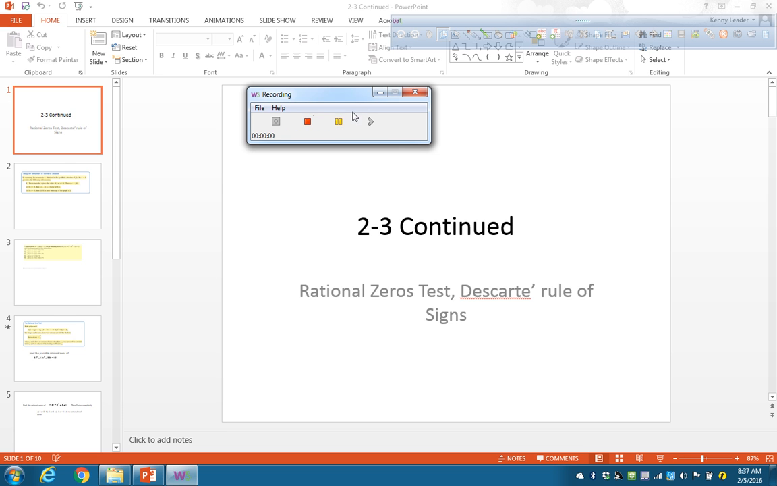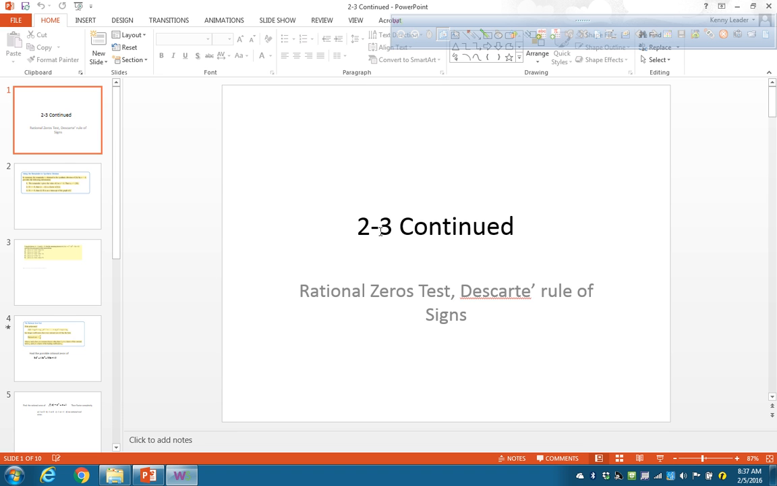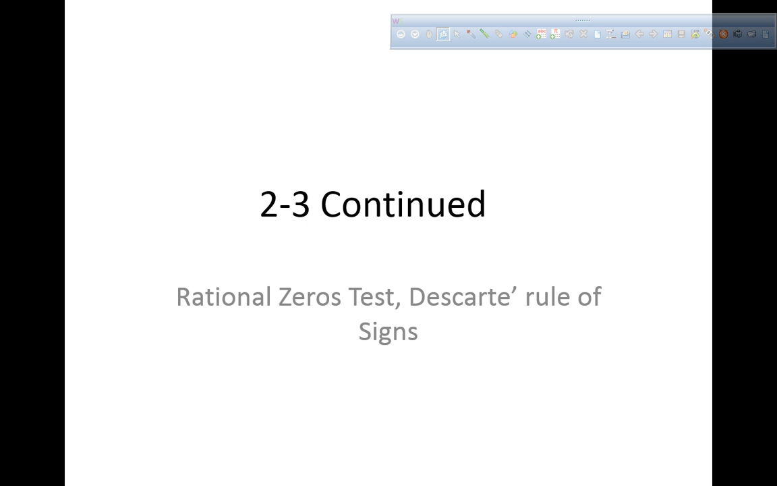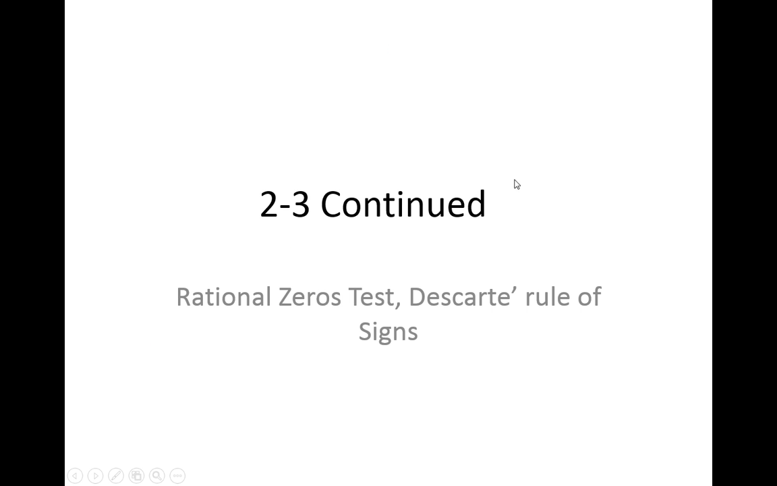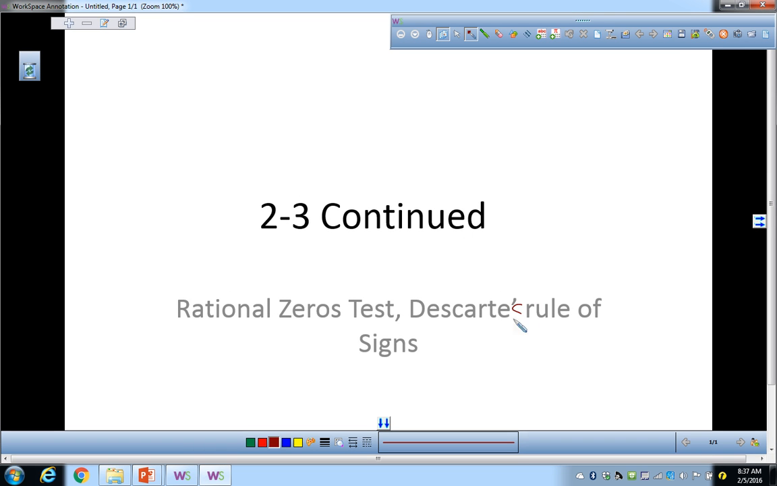But it's not really difficult. So we're going to continue with section 2-3 continued, and this is called the rational zeros test. And Descartes' rule of signs. Descartes was some famous math guy, okay?